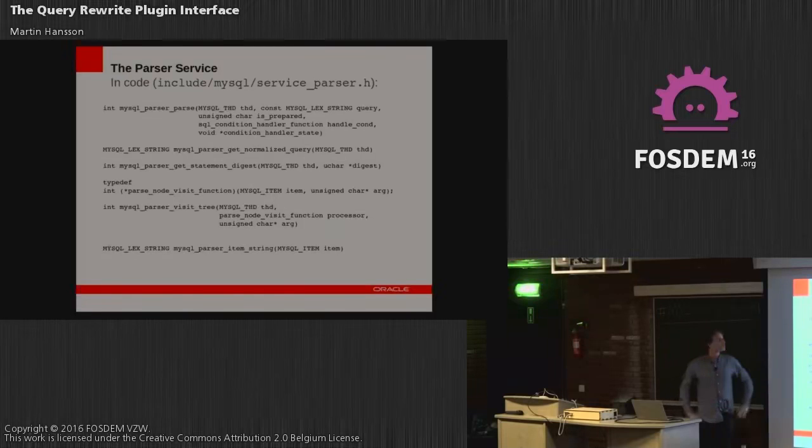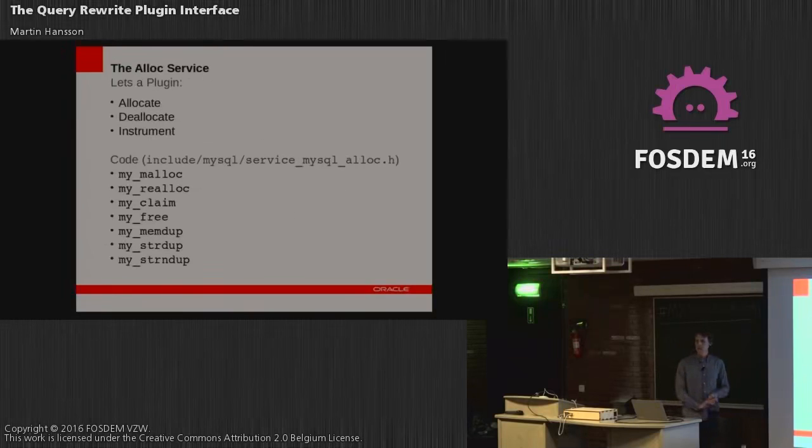This is from service_parser.h. So what you can do is you can parse a string. You can get the normalized query. You can get a digest, and what you can do is traverse a tree using a callback function, just a C function pointer to a visitor function. And of course, for an item or a literal in the query, you can print it. So that's really all I have time to say about the Parser Service right now.